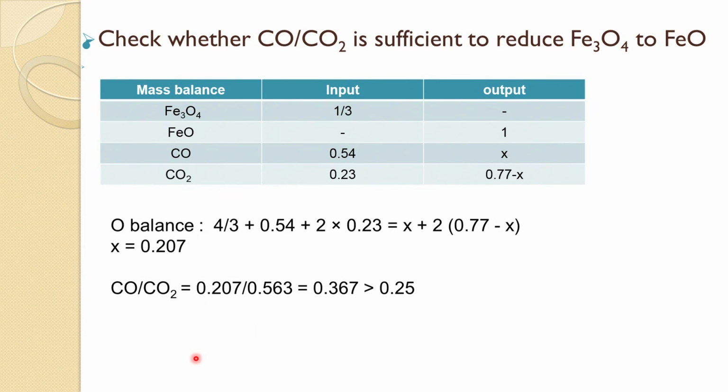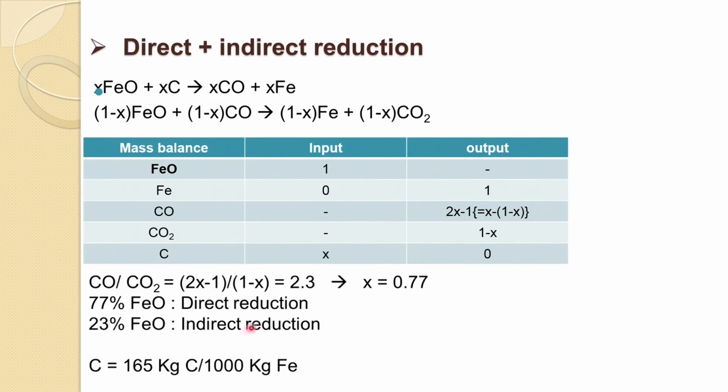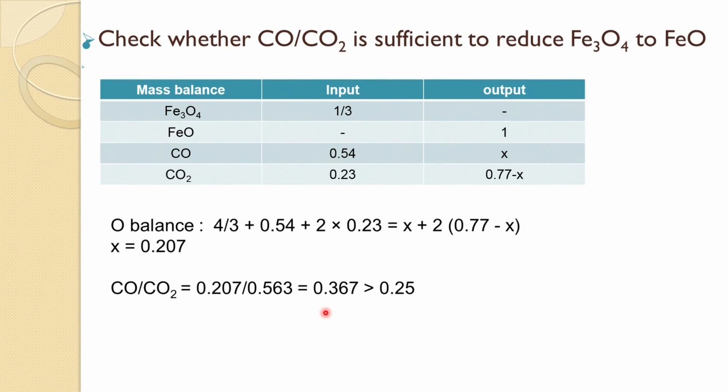So now, again checking whether whatever we have discussed, this CO2 is sufficient to reduce magnetite to FeO. We can do the balance based on what we quoted here, 0.77 and 0.23, then should be the CO2. So this balance can be easily done as we have done before. So I will not go much into the detail. Oxygen balance would be this.